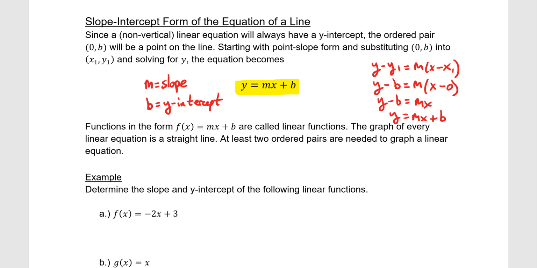So that's 3 important formulas slash equations. We have the slope formula, point slope form for the equation of a line, and slope-intercept form for the equation of a line.